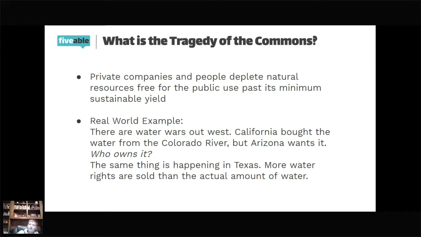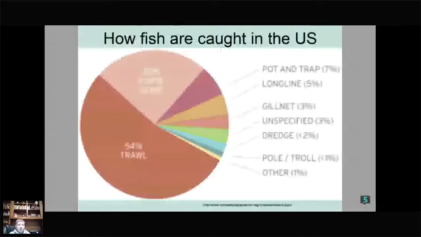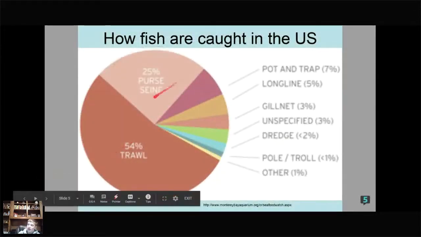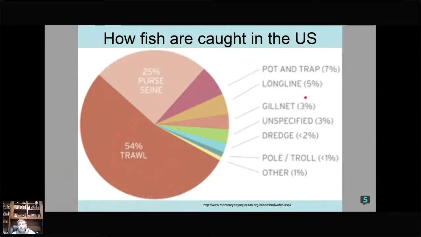All right, so let's move on. How are fish caught in the U.S.? So this is a big diagram with all the different types of ways that we can catch fish. There's bottom trawling, purse seines, pot and trap, longline, gill net, and these are all covered under driftnet fishing. Now, what do all these actually mean, though?